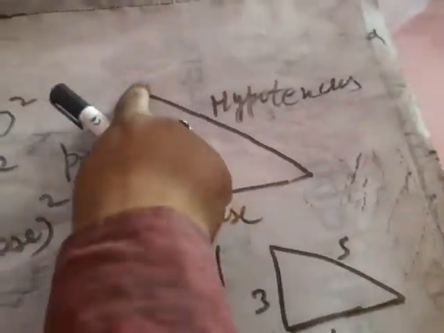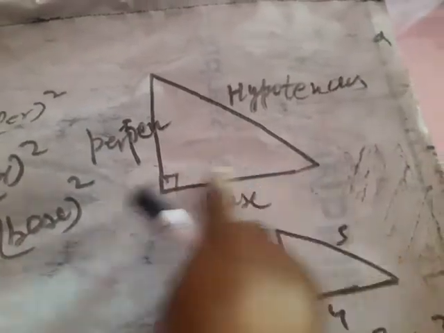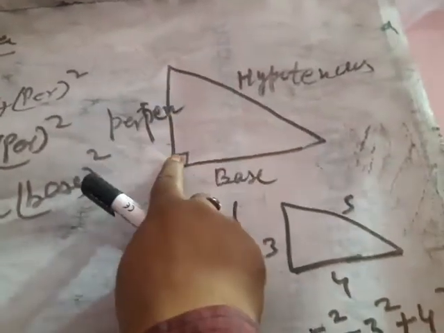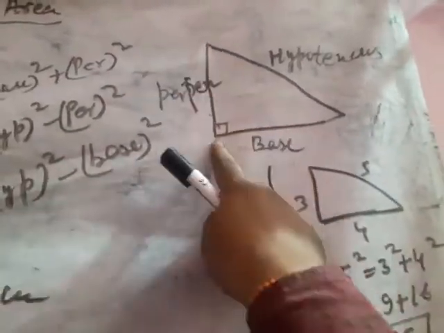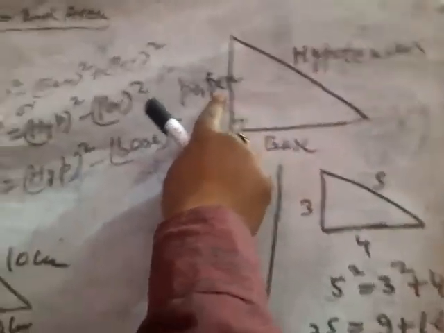Suppose this is our right angle triangle. What is this? This is base, this is perpendicular and this is hypotenuse. You can say height also. The perpendicular is called height or altitude, all three are used. This is our base, this is our hypotenuse and this is our perpendicular.